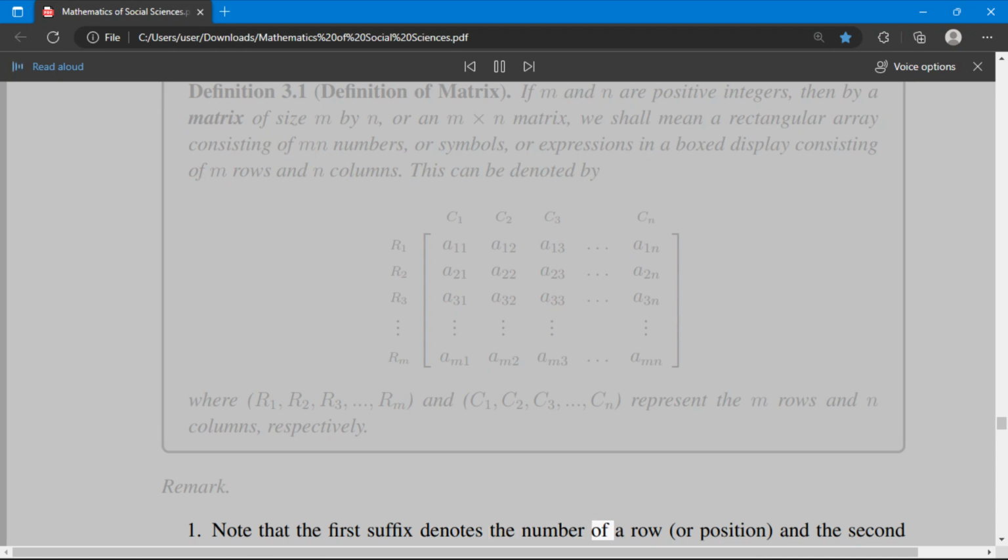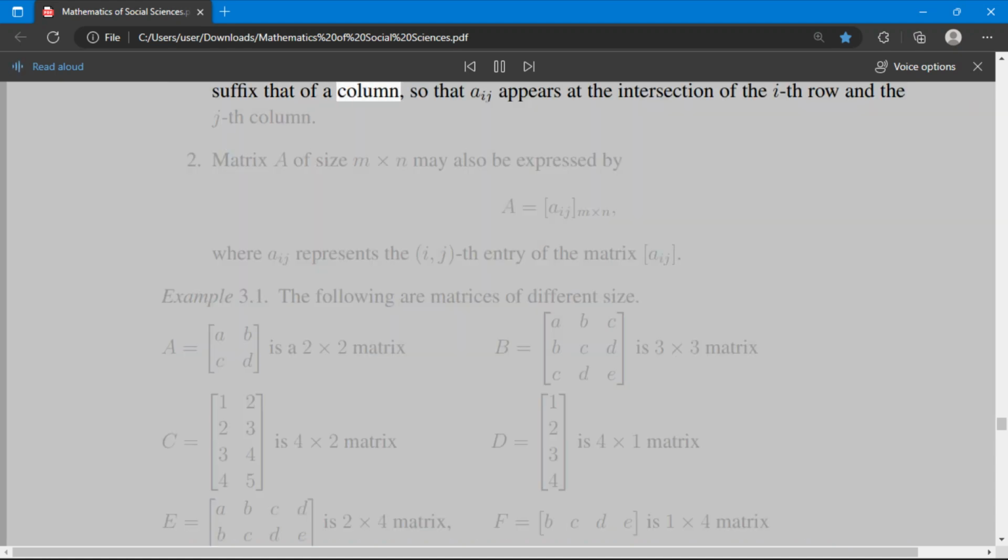Remark. Note that the first suffix denotes the number of a row, or position, and the second suffix that of a column, so that aij appears at the intersection of the ith row and the jth column. A matrix A of size m times n may also be expressed by A equals aij m times n, where aij represents the i, j-th entry of the matrix A.